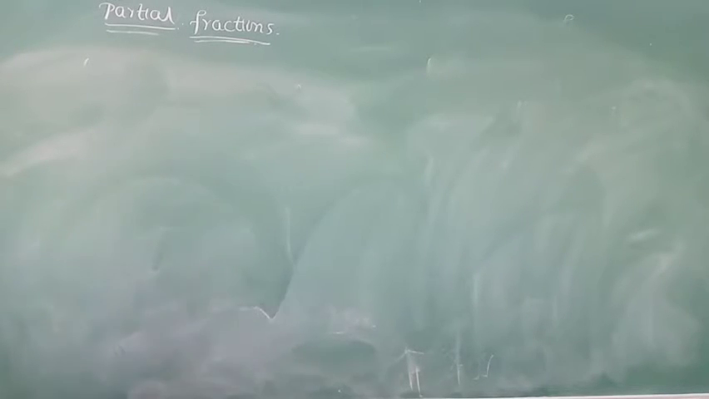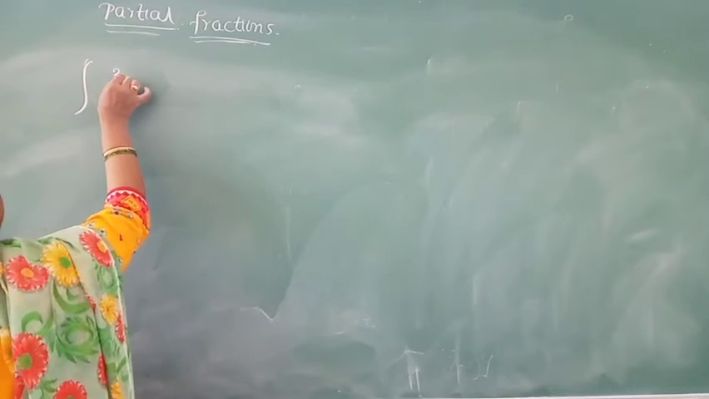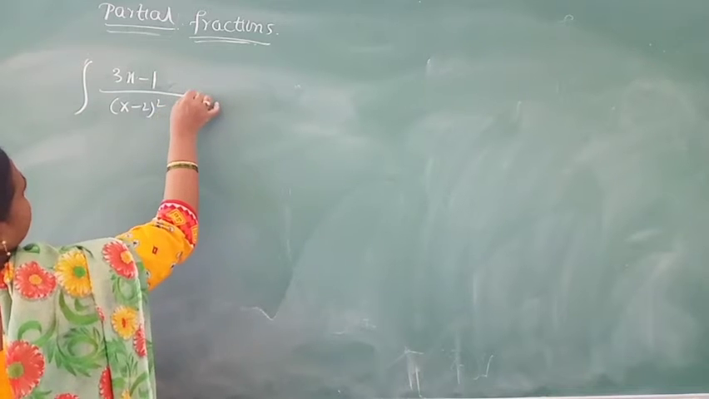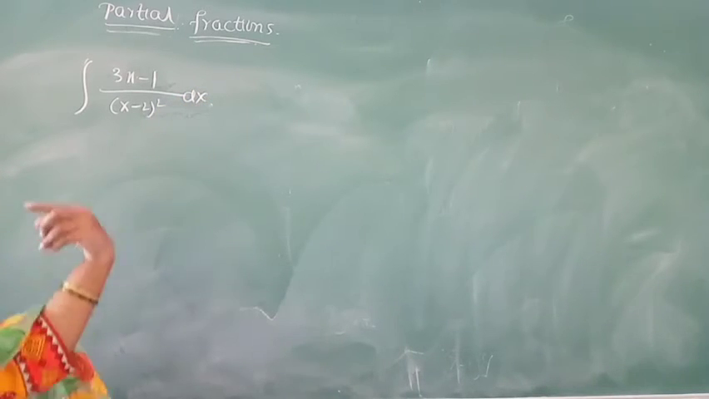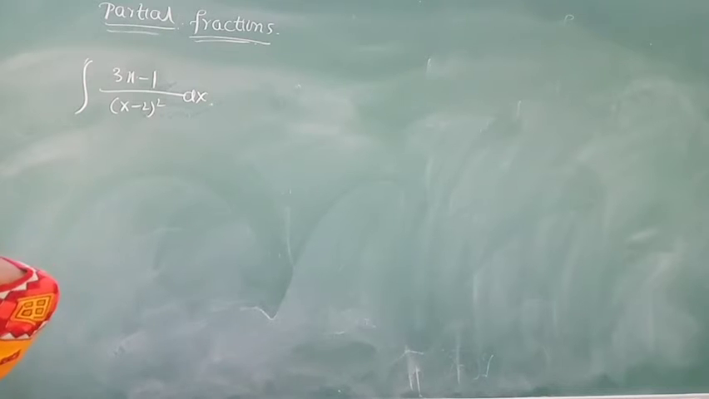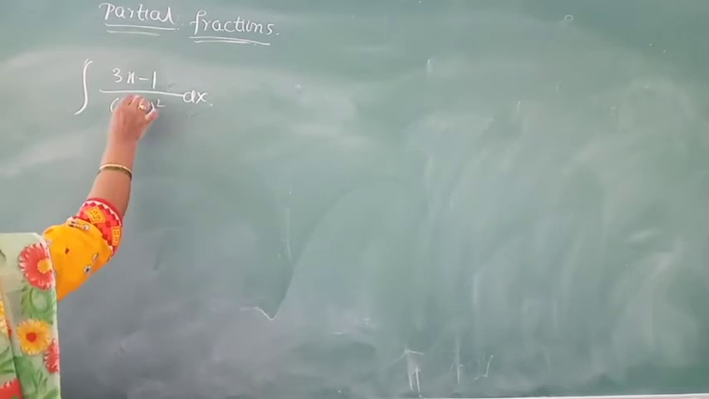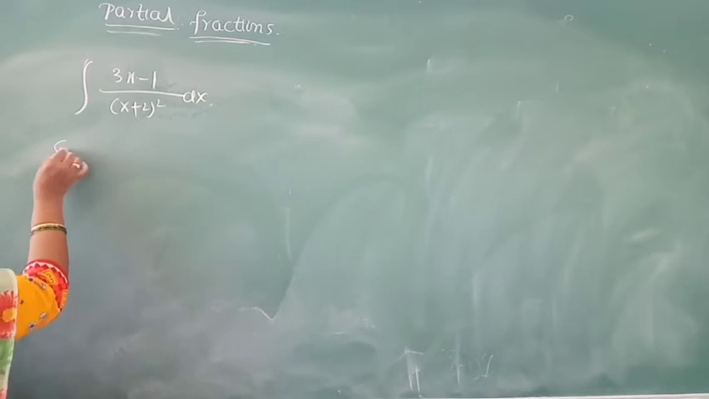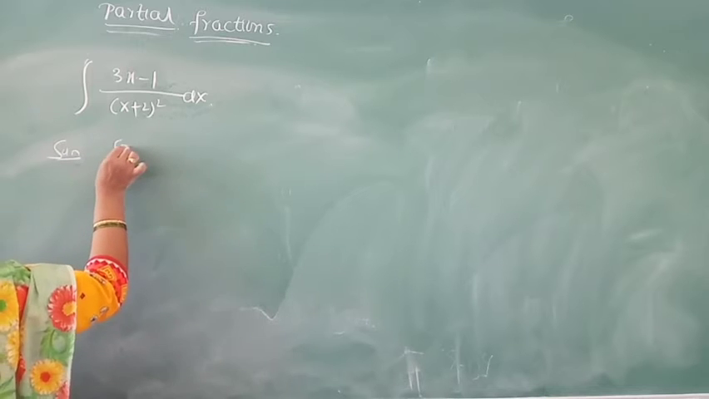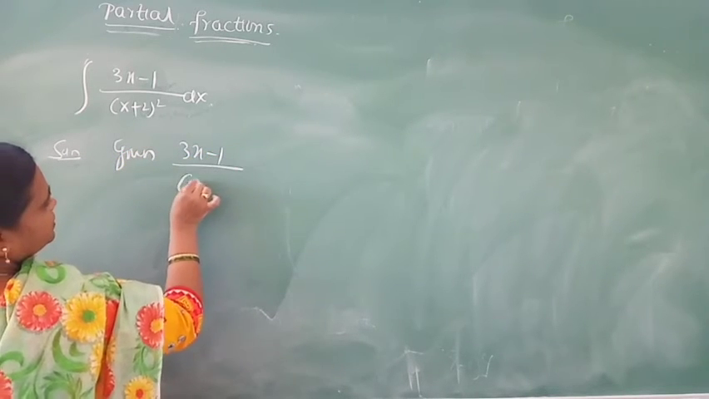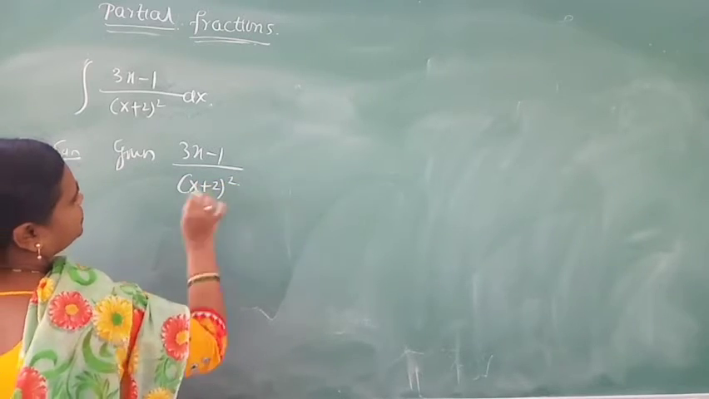Next example: integration of 3x minus 1 divided by x plus 2 the whole square dx. This is the given example. Solution: given is 3x minus 1 divided by x plus 2 the whole square.